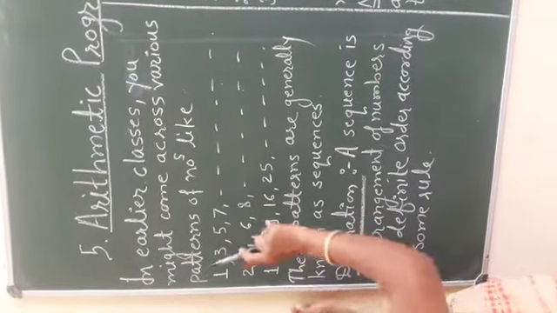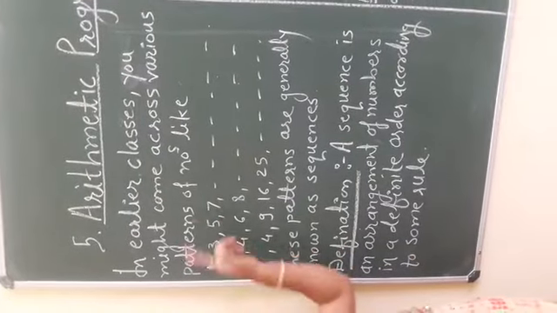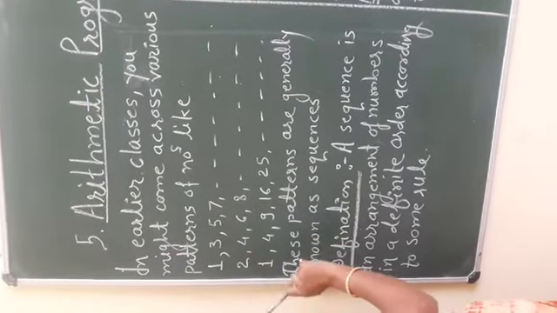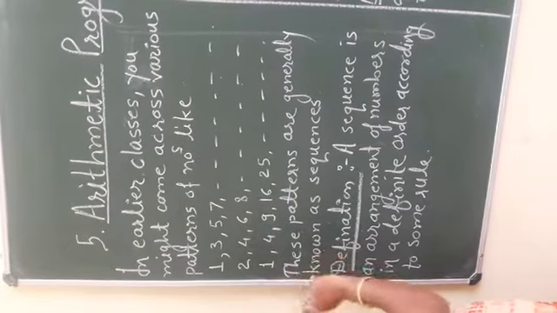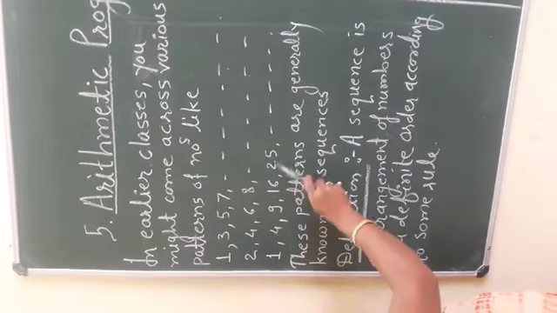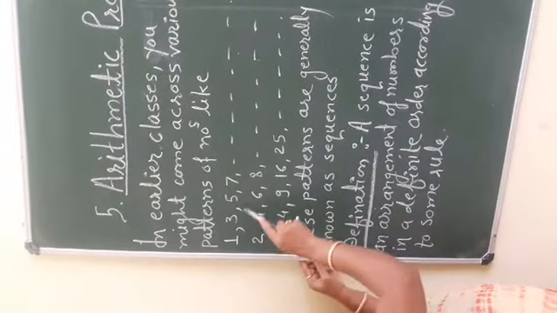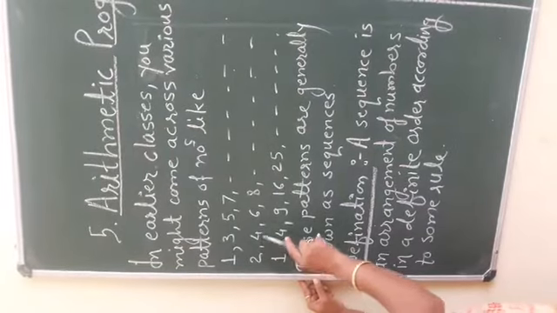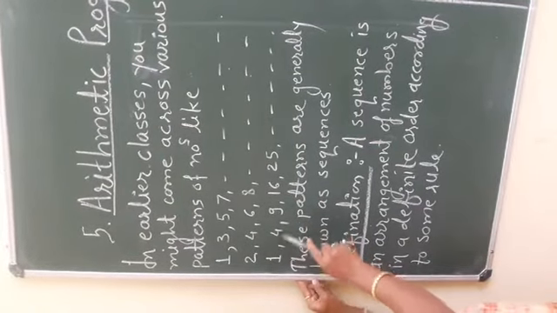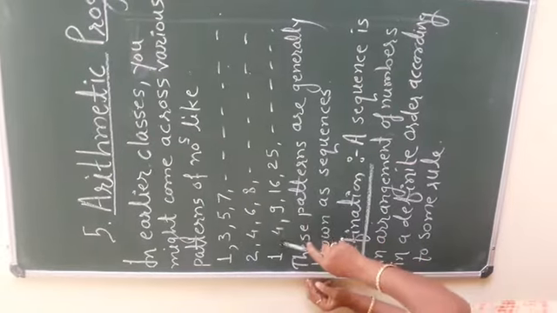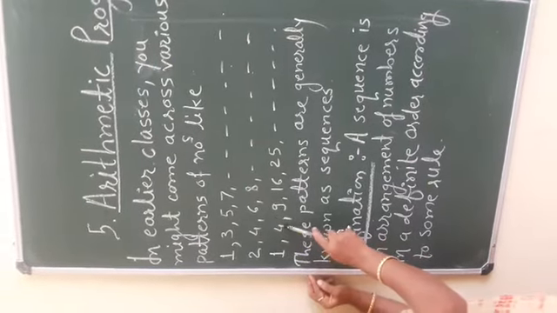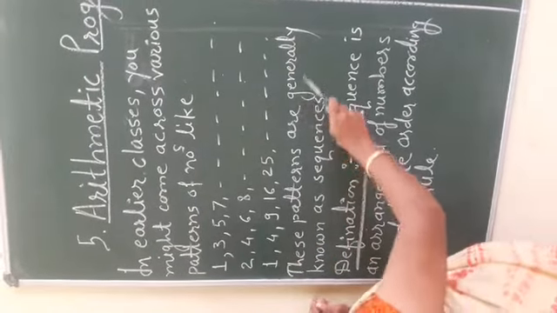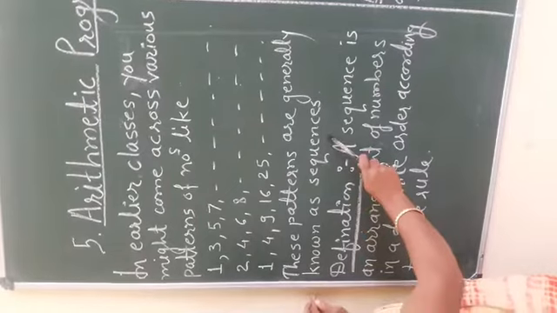In earlier classes you might have come across various patterns of numbers like 1, 3, 5, 7; 2, 4, 6, 8; 1, 4, 9, 16, 25. Are you finding this is a sequence of odd numbers? And this is even numbers. And what about this? This is the pattern of perfect squares. These patterns are generally known as a sequence.